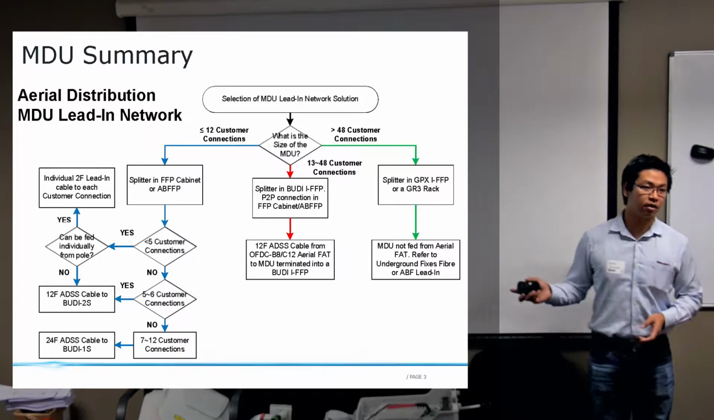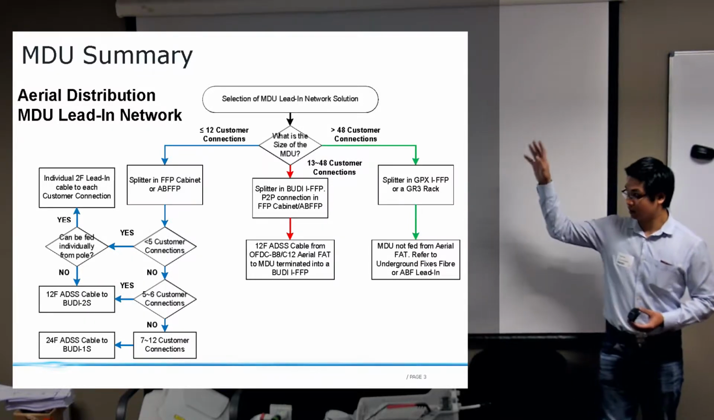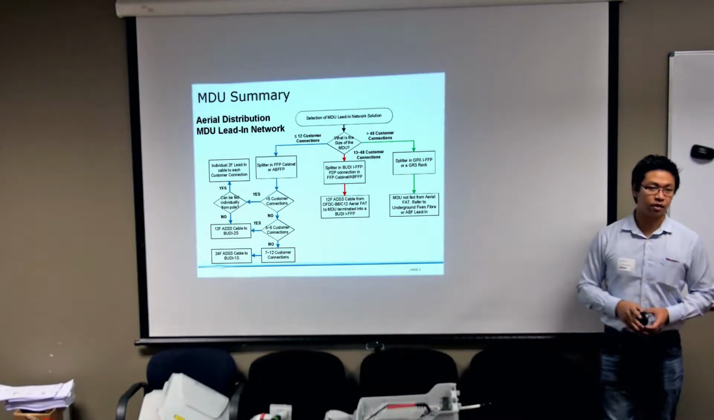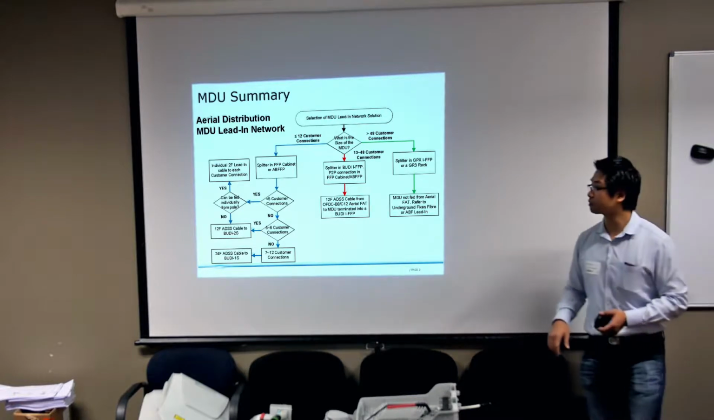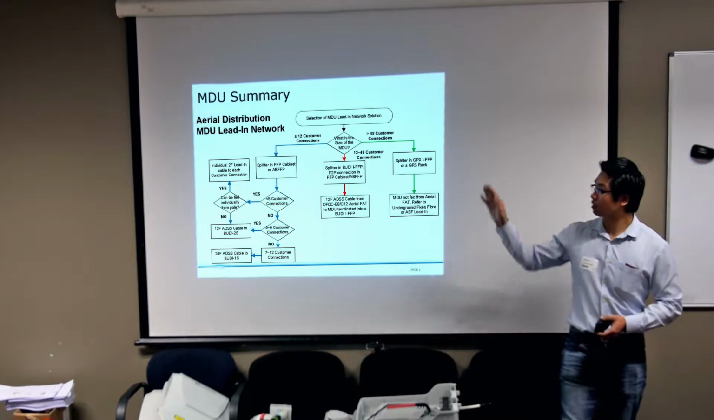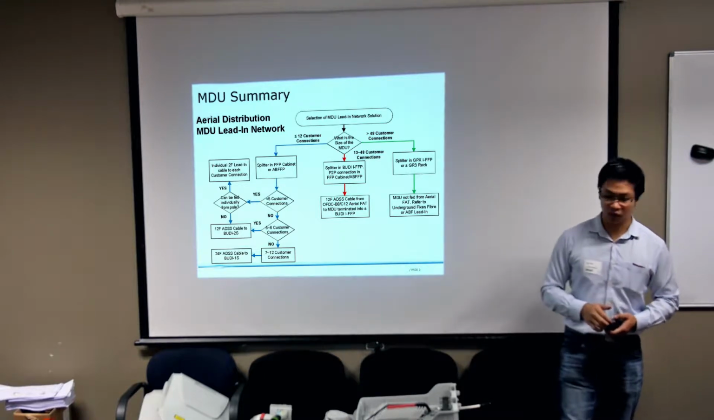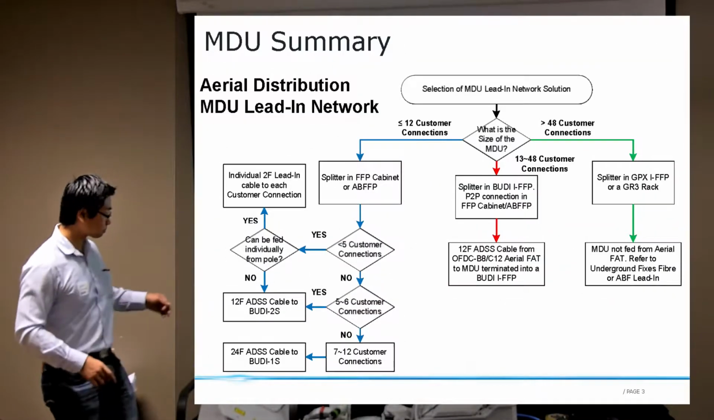We will have an aerial distribution network as well. So basically, we need to come up with a new standard to deal with aerial distribution network locations. Same thing, we separate it into 3 different sizes. For a small MDU, it's over here. So the splitter will be maintained at the cabinet or the F50.